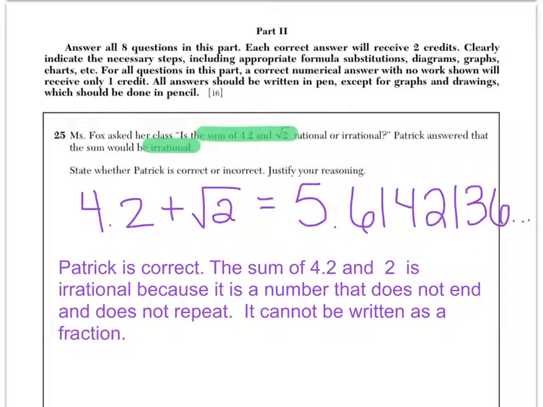So here's an explanation. Patrick is correct. You have to say something about this. The sum of 4.2 and the square root of 2 is irrational because it is a number that does not end and does not repeat. That would be plenty enough information to get you the full 2 points. You can also get the full 2 points by writing: Patrick is correct. The sum of 4.2 and square root of 2 is irrational because it cannot be written as a fraction.